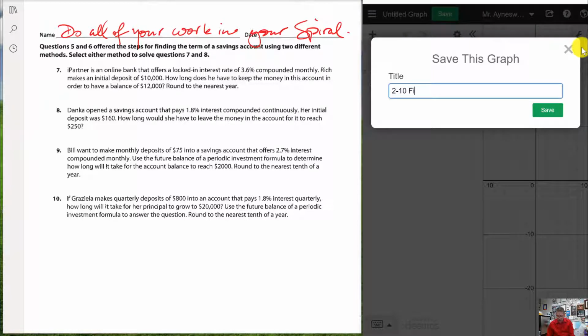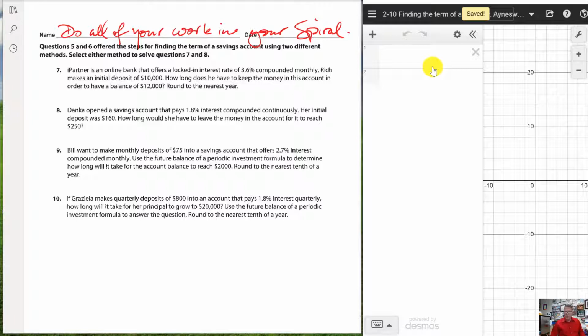All right, finding the term of an investment of a systematic or periodic investment. That's what I wanted to say. Of a systematic account or an investment. So always save your work. We use Desmos here in this class a lot just because you can save all your work. It's a great online calculator tool.